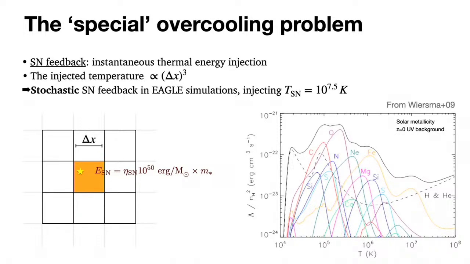That's why in some subgrid recipes, people have used stochastic supernova feedback, for example in the EAGLE simulations, where they store up the energy from individual supernova explosions to be enough to inject a temperature of 10^7.5 Kelvin, which coincides with the bottom of your cooling curve, where the cooling rates are the smallest. So this is just a way to get supernova feedback to be more efficient in your simulation, compared to if you did the simple thing and just injected the energy of one supernova explosion in your cell.